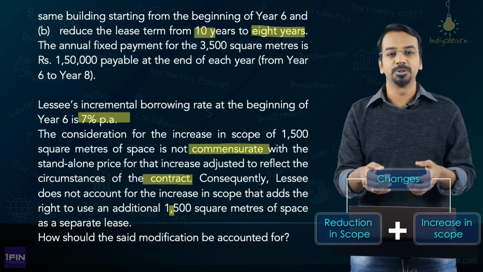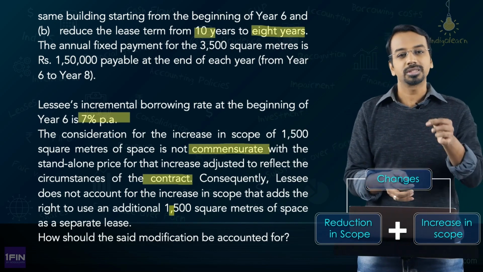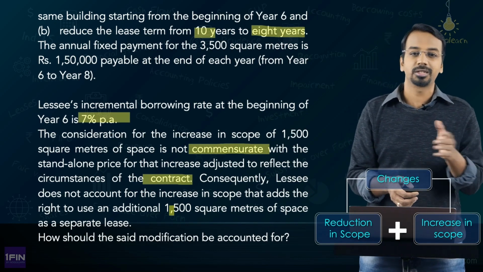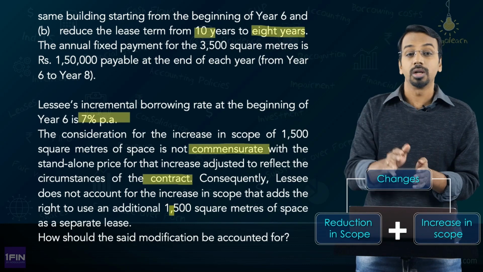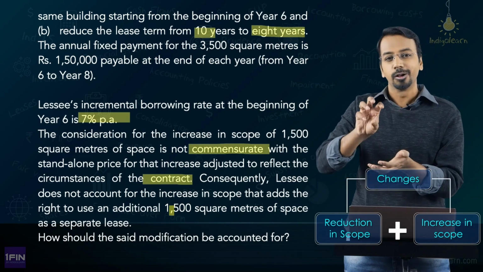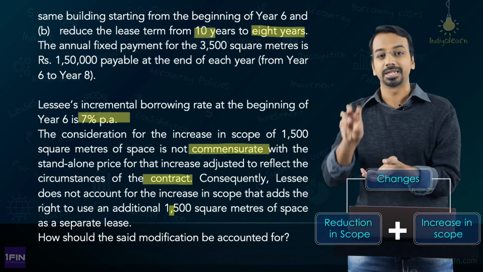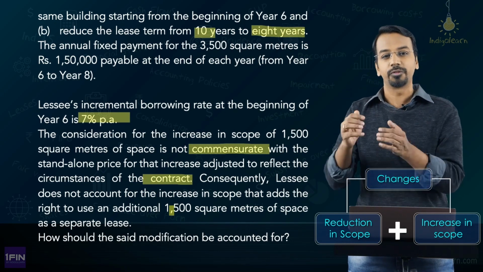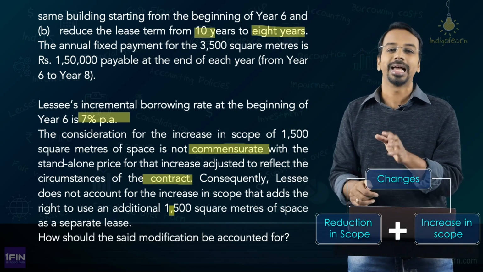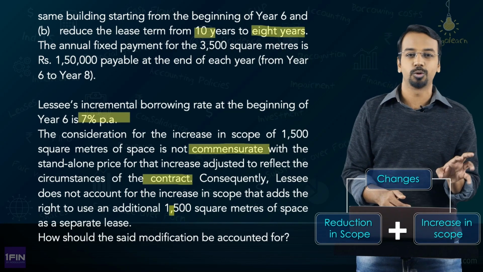So, what you should not be doing is first consider the increase in scope, because the increase in scope is only for a 3-year period, it is not for the 5-year period, right. So, always first look at the existing contract and see what has reduced in that particular contract. What has reduced? The term has reduced. So, first account for the reduction in scope and then look for the increase in scope.